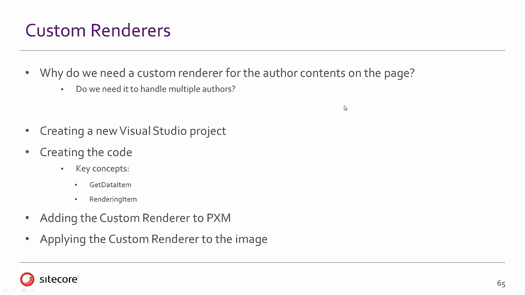So the big question is, why do we need a custom renderer on that page? The simple reason is this: when we put an article on that page in the PXM project, a lot of the information exists within that article content item, the title, the body, the abstract, for example. However, some of the information that's key to that article is actually coming from a lookup field, which is the contributors field.